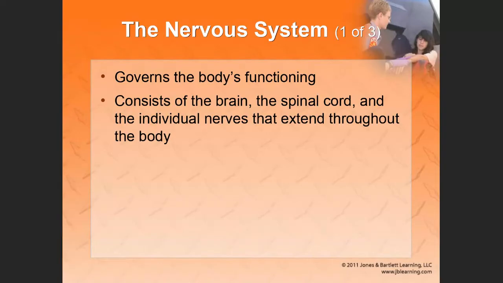Now, there is a portion of the nervous system that deals with voluntary activity and a portion that deals with involuntary activity. So there's a portion that the brain has direct control over, and then there is a portion where the brain doesn't have to have direct control over that.